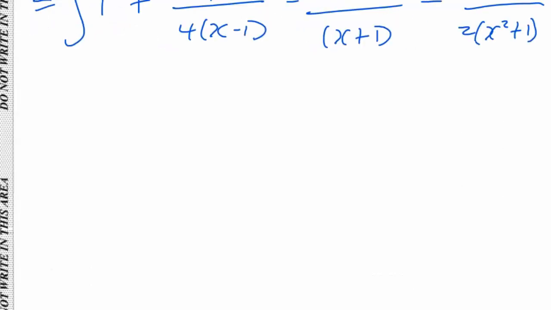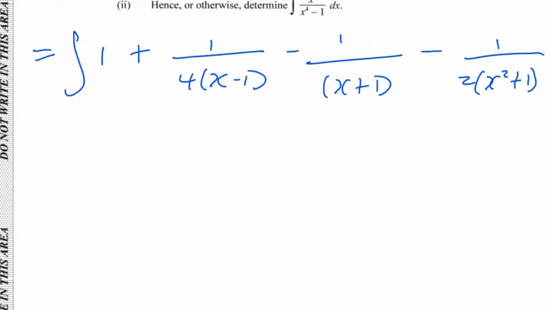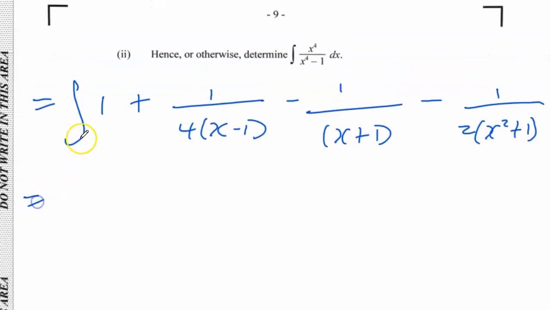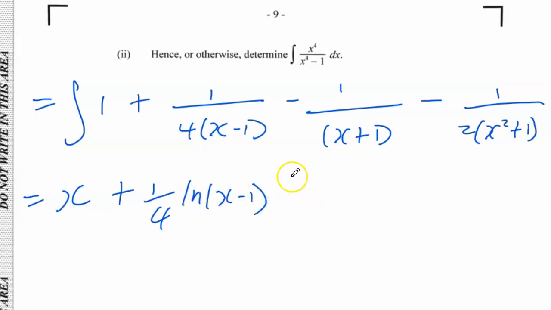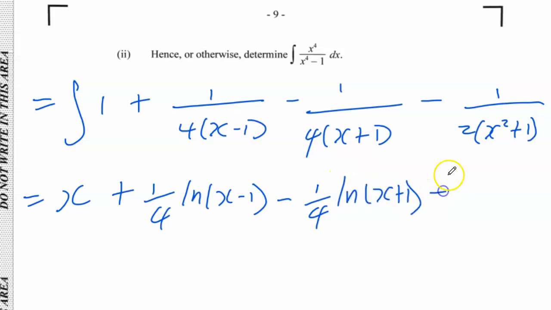So, gone too far. So let's integrate. We can use integration by recognition. Integrate 1, we end up with x. Integrate the next term, that's a quarter by recognition, log x minus 1. Next term also by recognition, that's a quarter, minus a quarter, log x plus 1. And the final term, we can use the inverse trig function, that's minus a half.